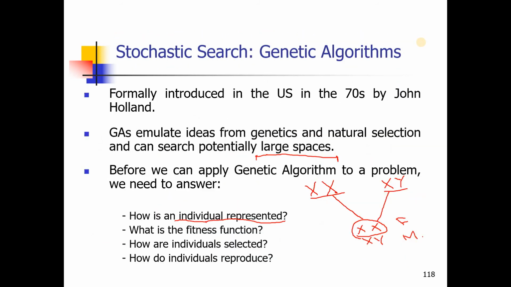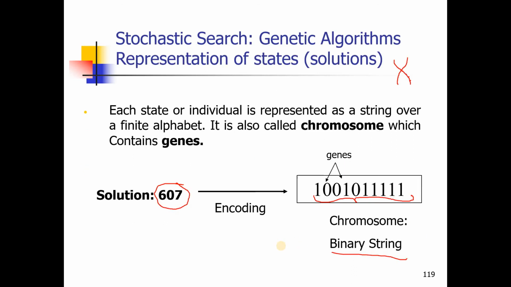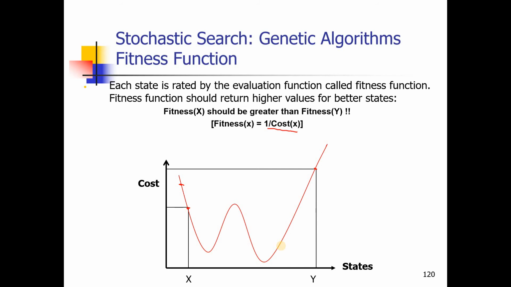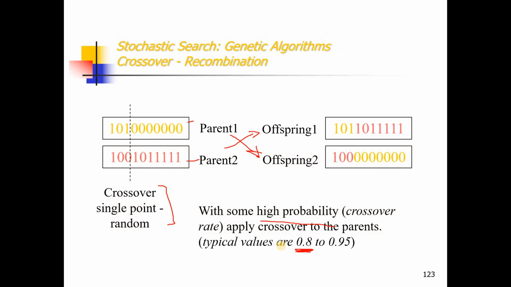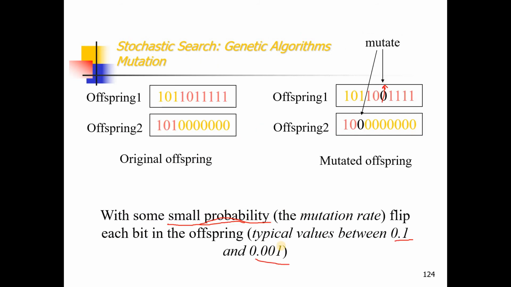So remember, there are always 4 steps: how individuals are represented, then the fitness function, how we represent their fitness value, then how the individuals are selected and how they are reproduced. Reproduction is crossover and mutation. We select individuals based on their fitness value, but even with the fitness value, they are selected randomly. Clear? So we select them, and then they perform the reproduction.